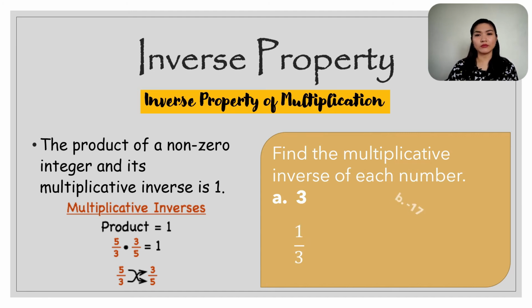Letter B. What is the multiplicative inverse of negative 17? You got it? It's 1 over negative 17.